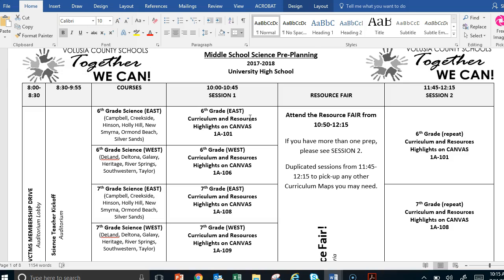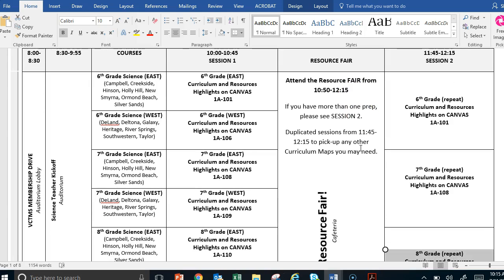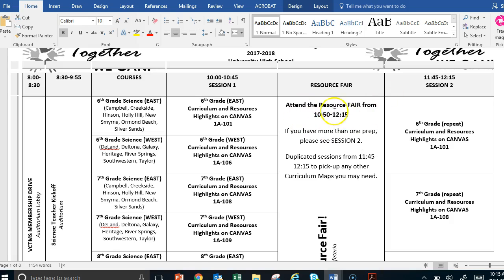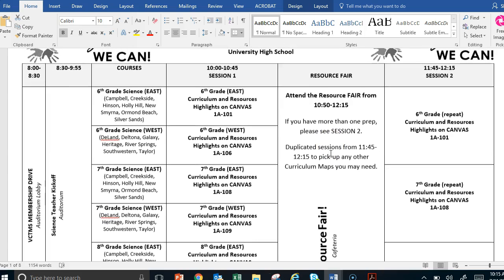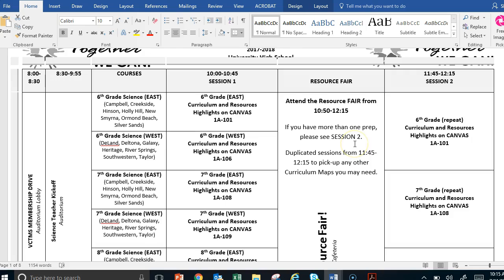And then we release them off to the resource fair. The resource fair will be in the cafeteria at University High School this year. And it looks like a lengthy period of time. For many, it could be this whole time, as if a teacher does not have two preps. But in middle school, high school included, we have many duplicated sessions so that, say you're a sixth grade and you teach seventh grade, you can spend some time in the resource fair. And then session two, from 11:45 to 12:15, is actually shorter because you're not necessarily going to have to go over all the Canvas information again.